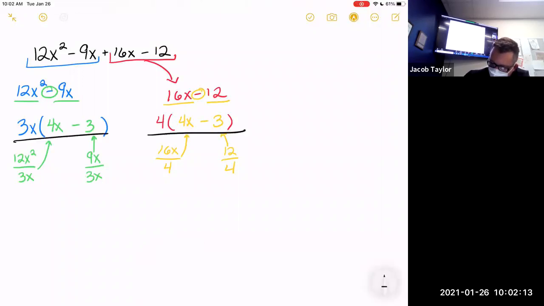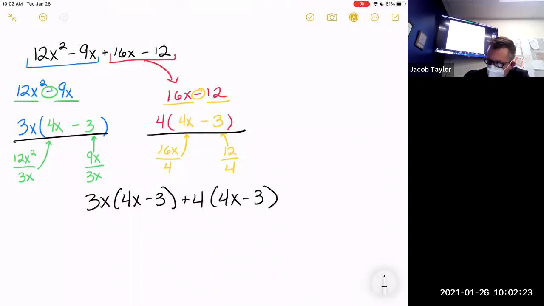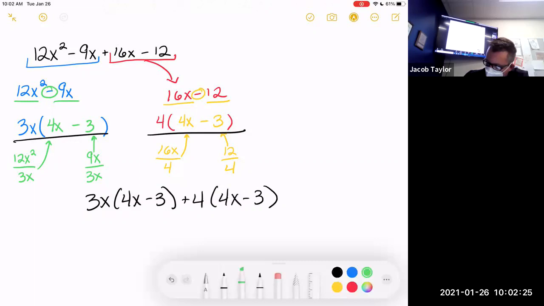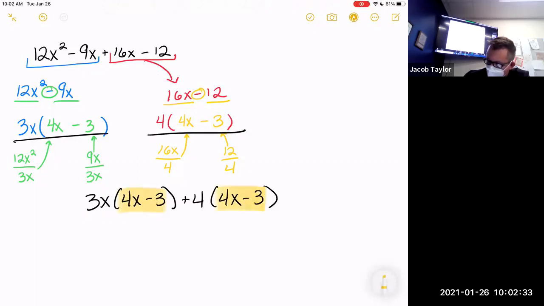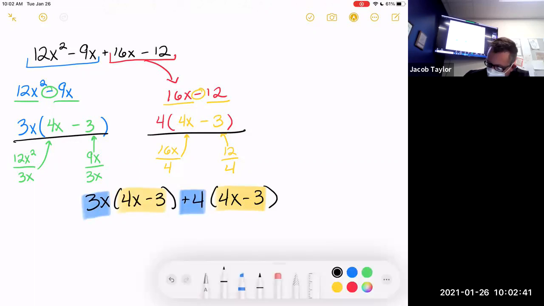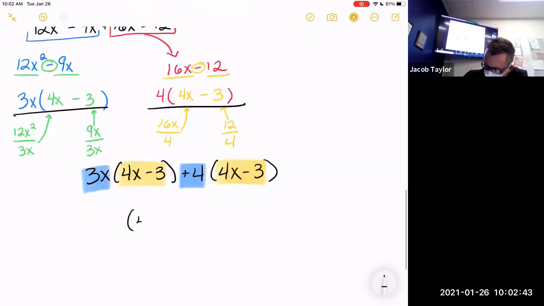Lord have mercy, look at that. They're the same. Hallelujah. That means we've done it correctly. Mostly thanks to me, but I guess you guys were in the room. So our answer is 2 sets of parentheses. One set of parentheses is the thing they have in common, 4x minus 3. And the other set of parentheses is the 3x plus 4. The order doesn't matter. Doesn't matter which set of parentheses comes first.